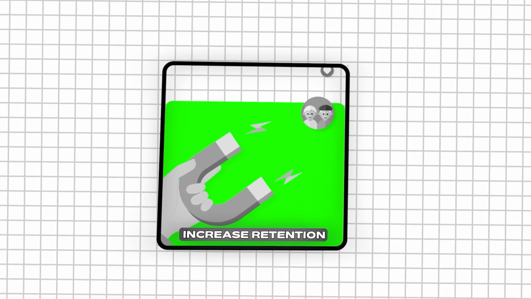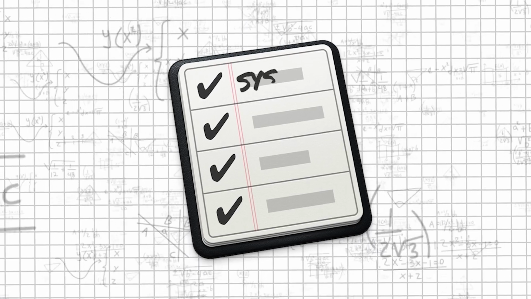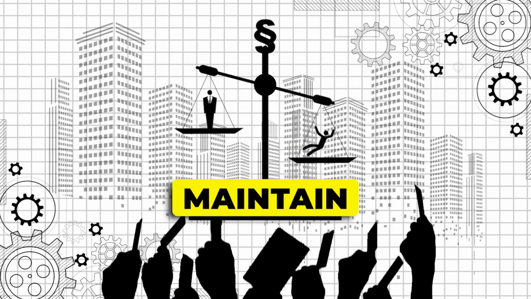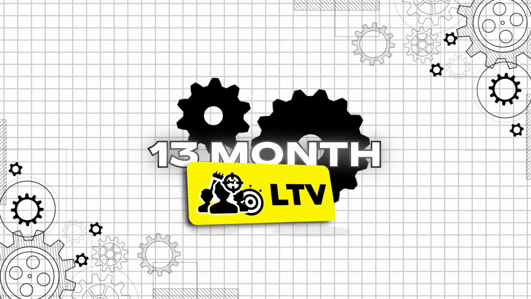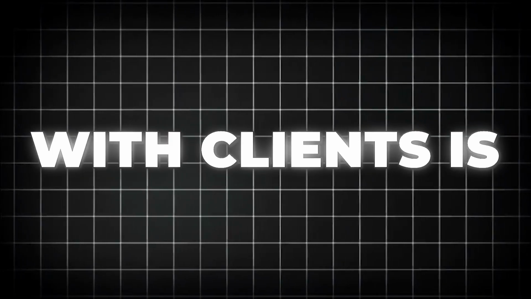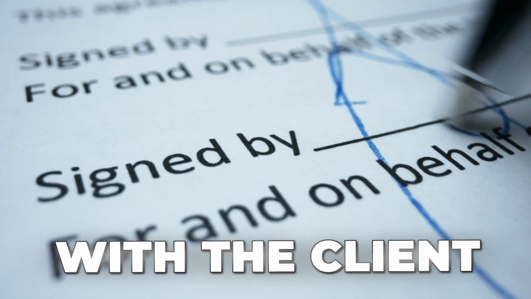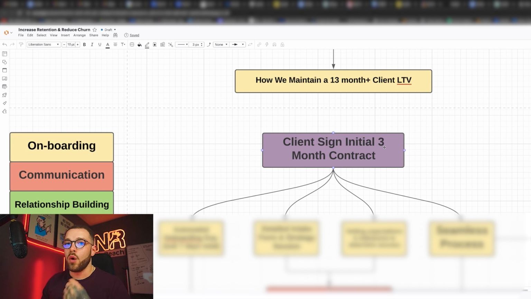In today's video, guys, we're going to be reviewing how you can increase retention inside of your agency and reduce churn. This is pretty much the entire system, SOP and strategy on how we maintain a 13-month average client LTV. On average, our retention with clients is pushing 13 months, and it all starts with the client signing the initial 3-month contract.